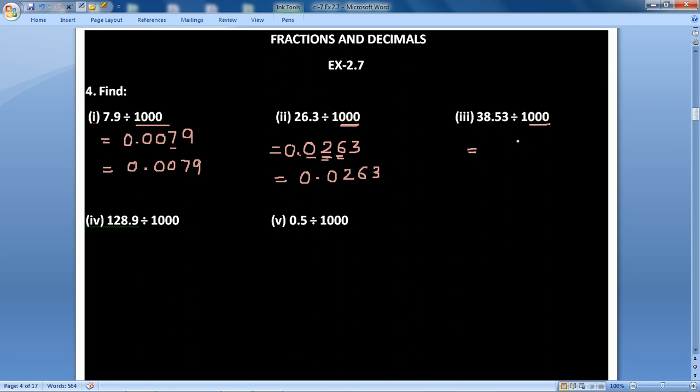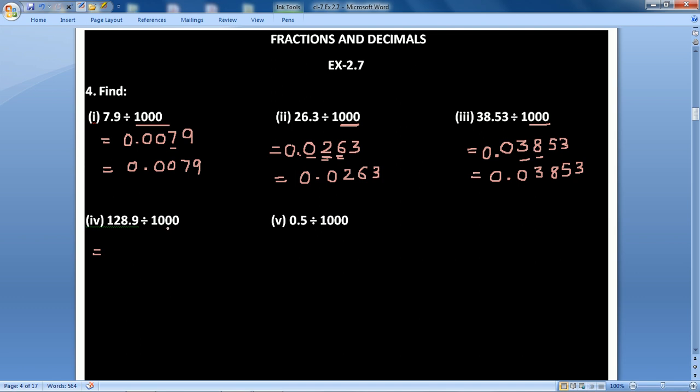So this is equal to 3853. First I have written the number without the decimal point. Now we have to shift the decimal point 3 digits towards left. 1, 2, 0 is the third digit, then 0.0. So the answer is equal to 0.03853.